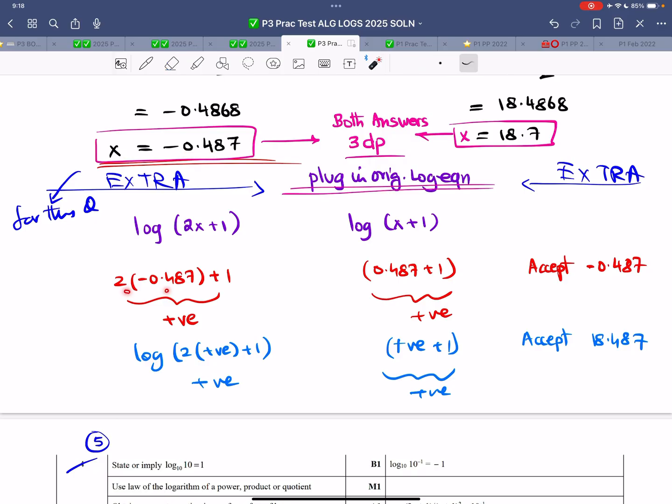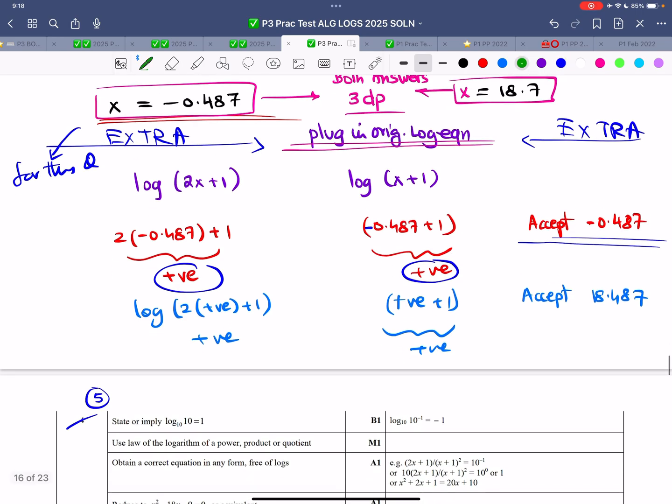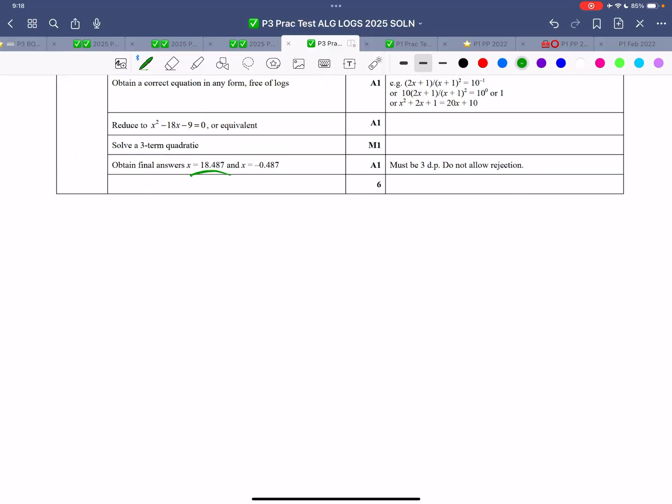2 times this negative plus 1 is still positive. Perfectly good. This negative plus 1 is still positive. So therefore accept this answer. And over here, when it's positive, which is positive 18.7, 2 times positive plus 1 is positive, and positive plus 1 is positive. So this is also accepted. So both answers are all good, all accepted.